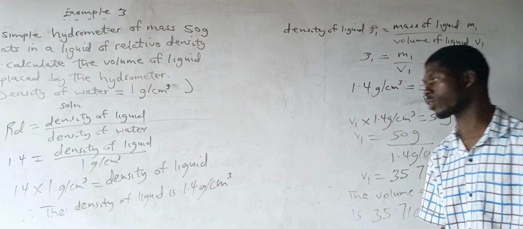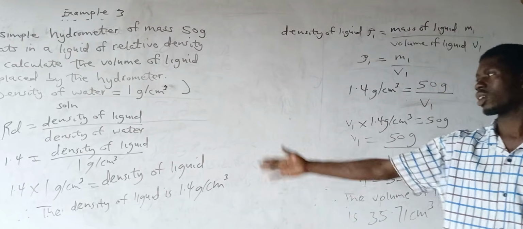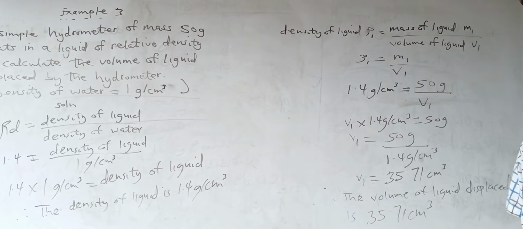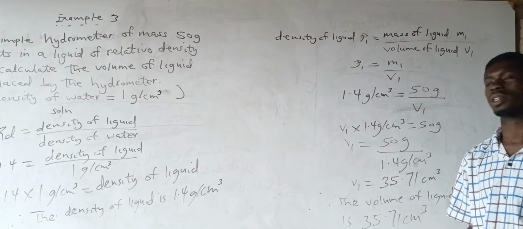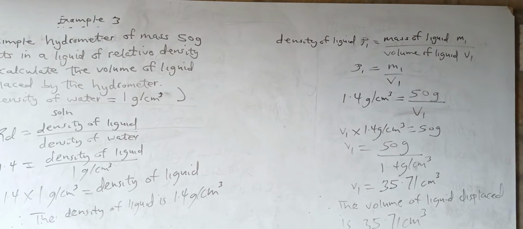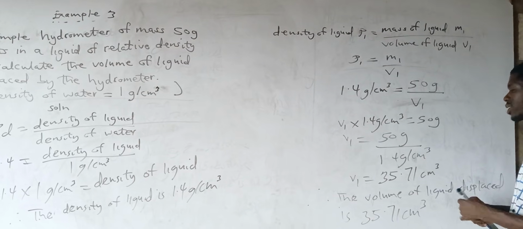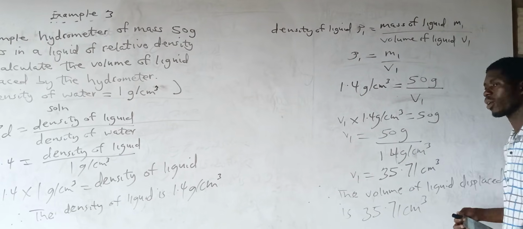First of all, we solve for the density of the liquid, using the parameters that we're given. After that, the density of liquid is equal to mass over volume. The mass is in the question. If you follow that, you're able to arrive at the final answer.